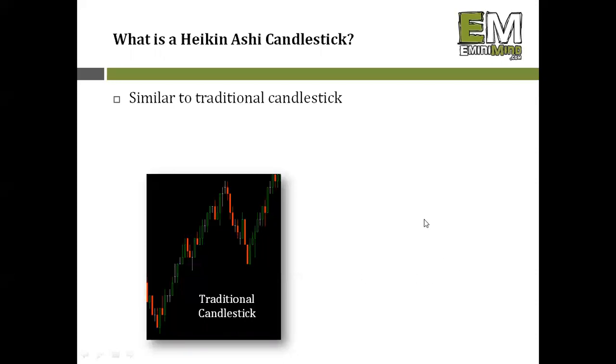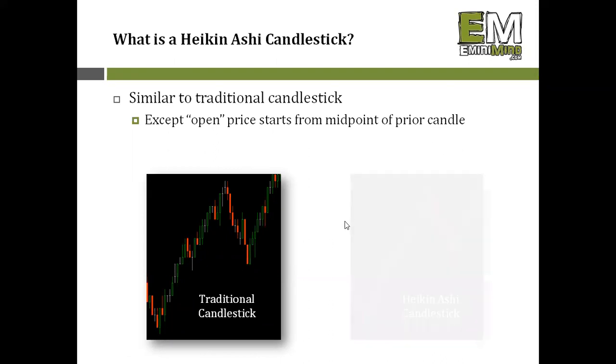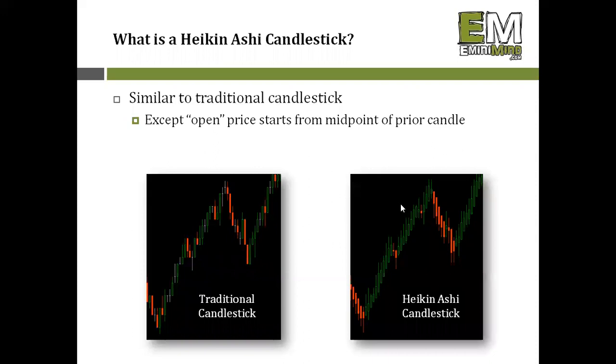And so with the Heikin Ashi candlestick, we have the open, high, low, close. Instead of using the open price for every new candle, the new candle just starts at the midpoint of the prior candle. This is the same chart, traditional on the left, Heikin Ashi on the right. And the Heikin Ashi, similar to Renko bars, just smooths out the trend a little bit. I only use this for really small time frames.